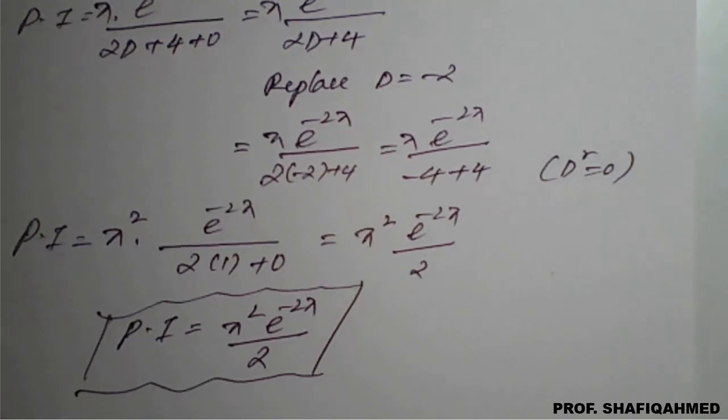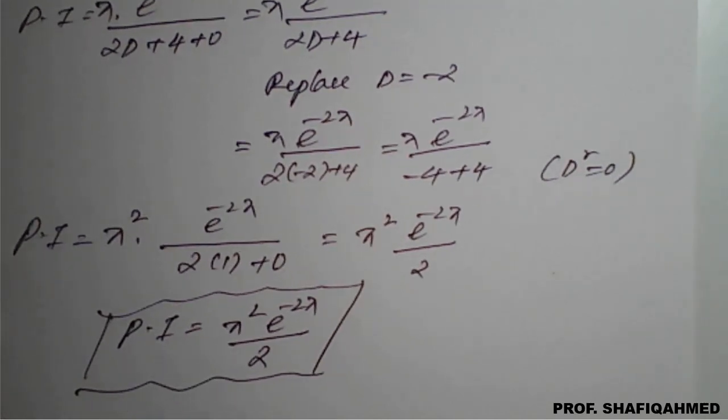In this way we go for type 1, that is e raised to ax upon f of d form. Let's see the particular examples based on this type.